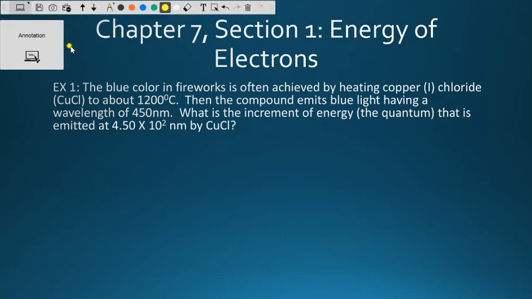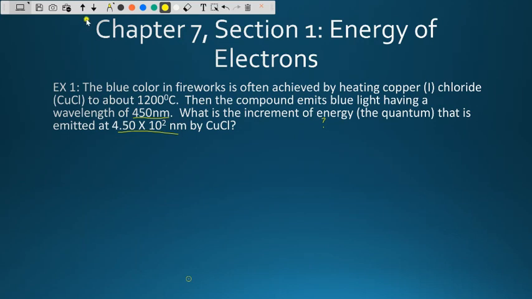I know this one's already written out for you, but let's take a look at the prompt. We see that we have a blue color in there, so that tells us we're in the visible spectrum, heating a particular compound to a certain temperature. When it emits the blue light, we see a wavelength of 450 nanometers. Now, there's one of our key pieces there. This is asking what increment of energy is going to be found if we see that we have 450 nanometers. Okay, so those two numbers are saying the same thing.